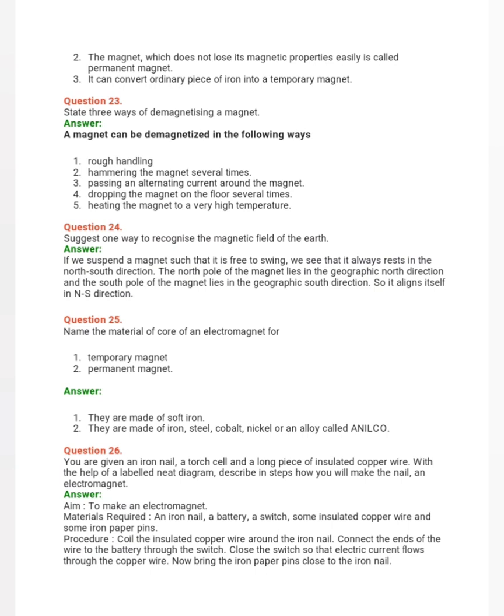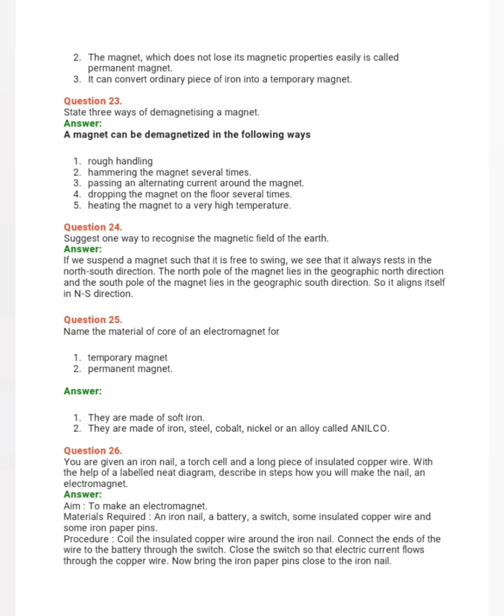Question 25. Name the material of core of an electromagnet for number 1 temporary magnet, 2 permanent magnet. Answer. 1. They are made of soft iron. 2. They are made of iron, steel, cobalt, nickel or an alloy called alnico.